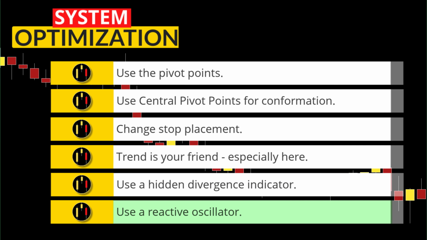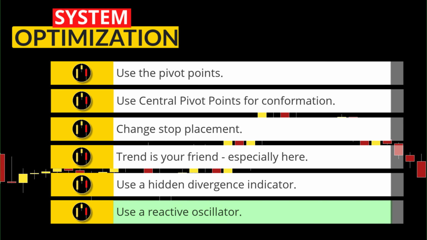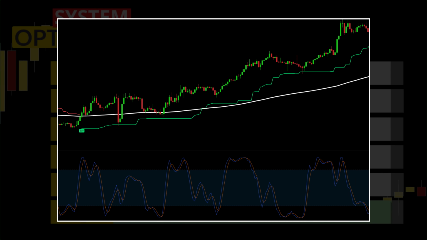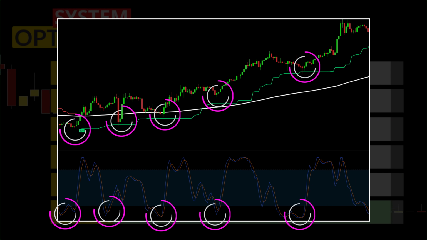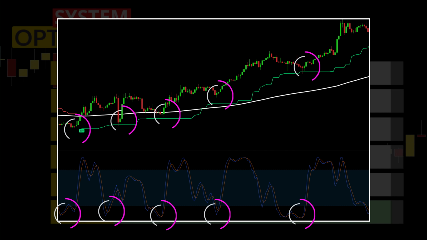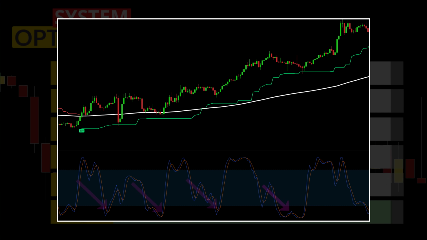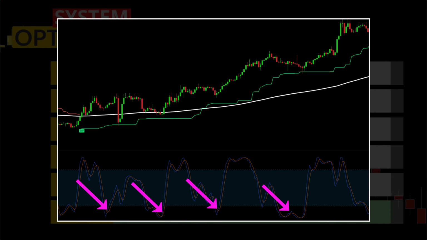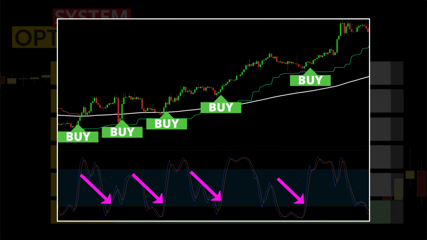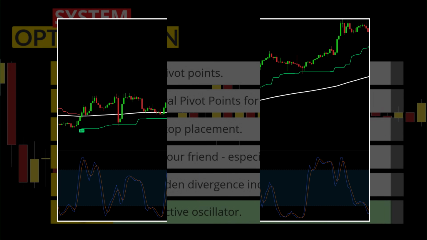Another suggestion that I can offer when the market is really trending is to use a very reactive oscillator like the stochastic RSI. You can see each pullback in a small trend causes the indicator to move into the extreme area and confirm the continuation when it comes back above the 20 line.